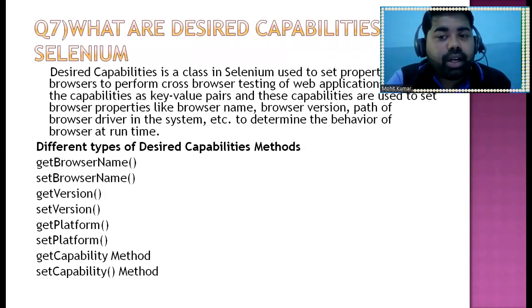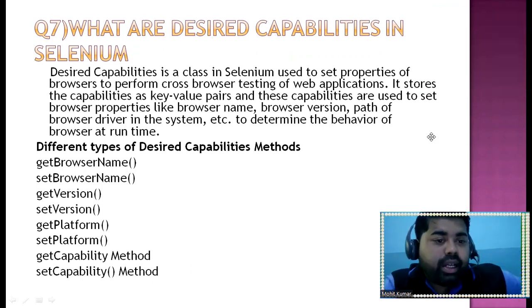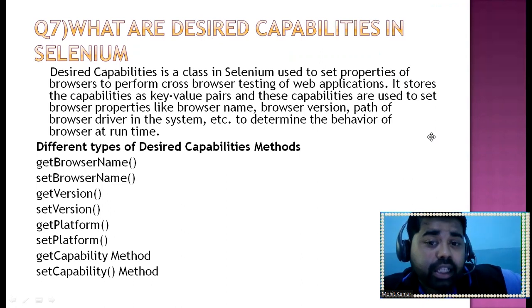What is the desired capability in Selenium? Capability is a class in Selenium used to set the properties of a browser to perform cross browser testing of a web application. It stores capabilities like key value pairs, and these capabilities are used to set browser properties like browser name, browser version, path of the browser driver in the system, and determine the behavior of the browser.